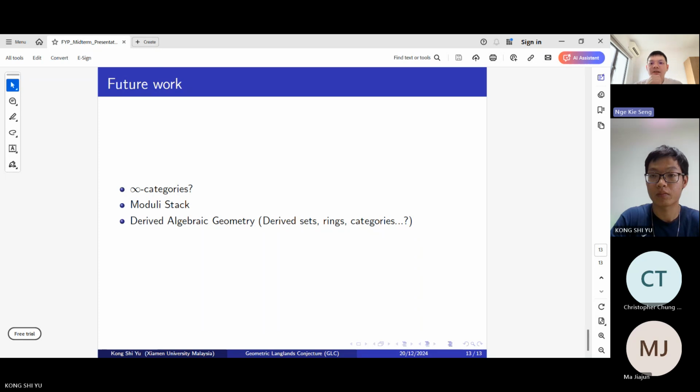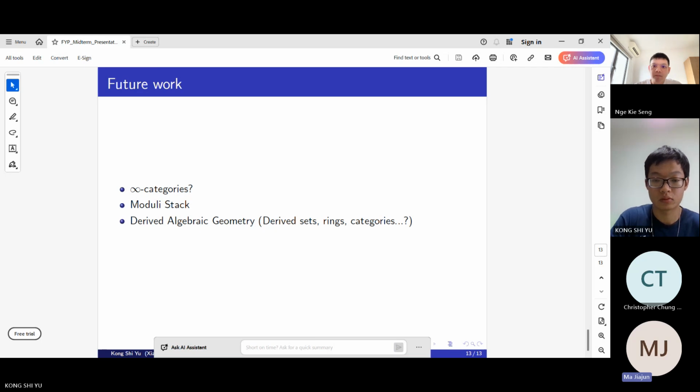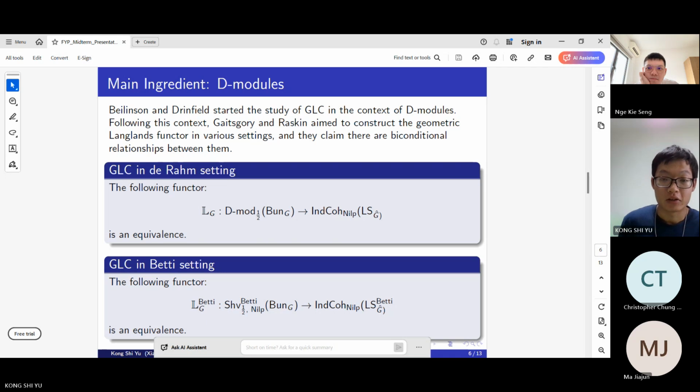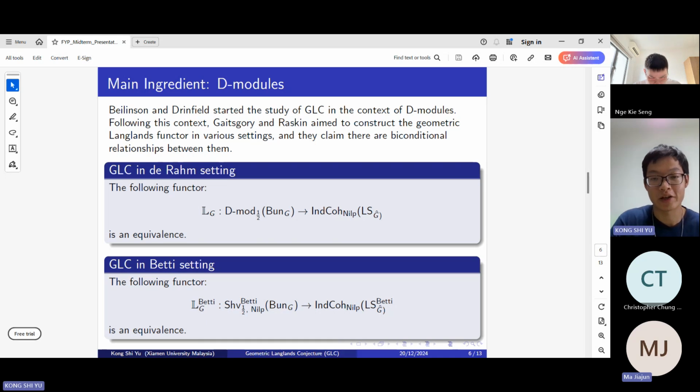Okay, thank you, Sui. Do you have any questions from the audience or the examiner, Jiajin? You just gave the definition of geometric Langlands. You have two settings, right? What is the right-hand side of the functor in the new LSG hat? I know it is called the induced coherent sheaf, and this nilpotent. But the detailed definition is yet for me to discover.